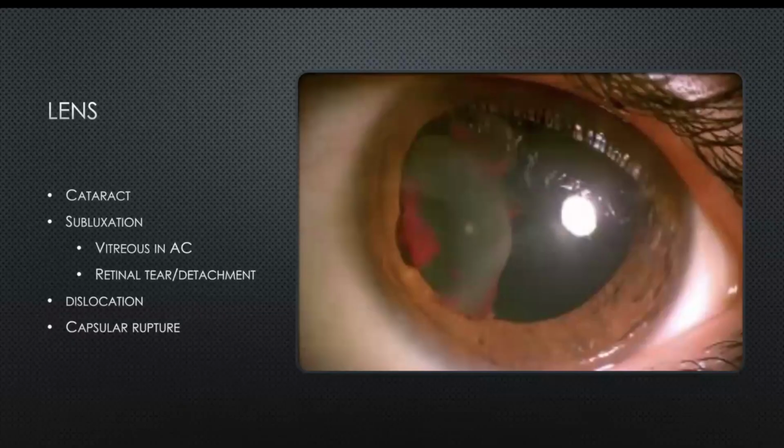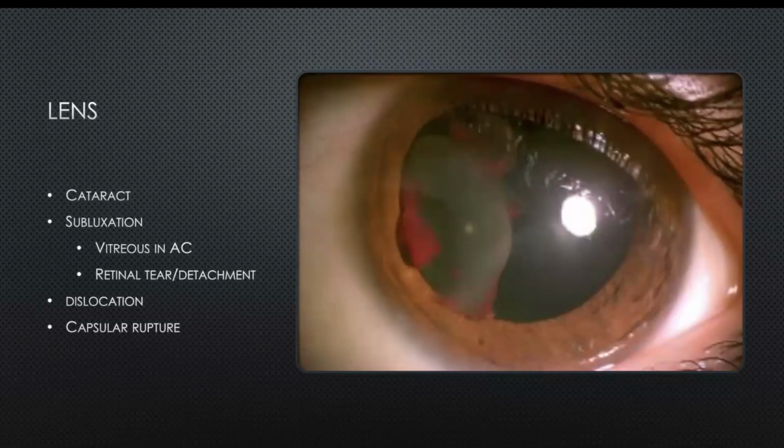The lens, the main things you're going to come across are either a traumatic cataract, which can happen very quickly, or they can happen over several weeks following the injury. The lens can sublux, that's with either zonulodialysis. The patient may have had a predisposing factor like PXF, for example, or with just a good blunt injury, even in a young patient, their lens can sublux.